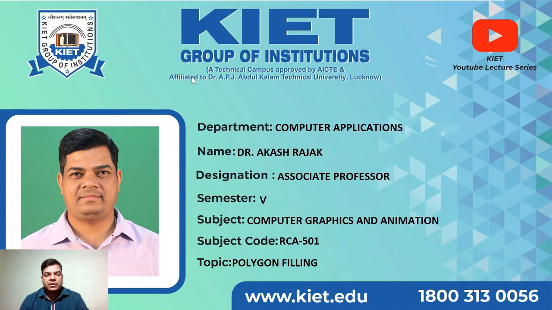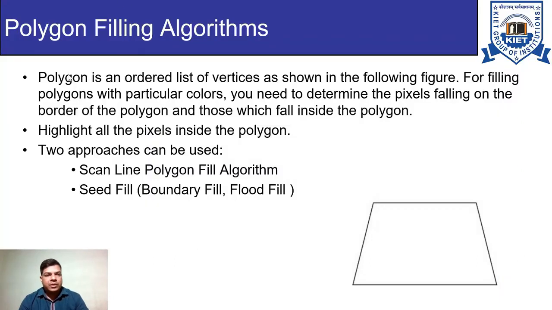Hello students, in today's lecture I will discuss polygon filling. A polygon is an ordered list of vertices as shown in the following figure. For filling polygons with particular colors, you need to determine the pixels falling on the border of the polygon and those which fall inside the polygon.